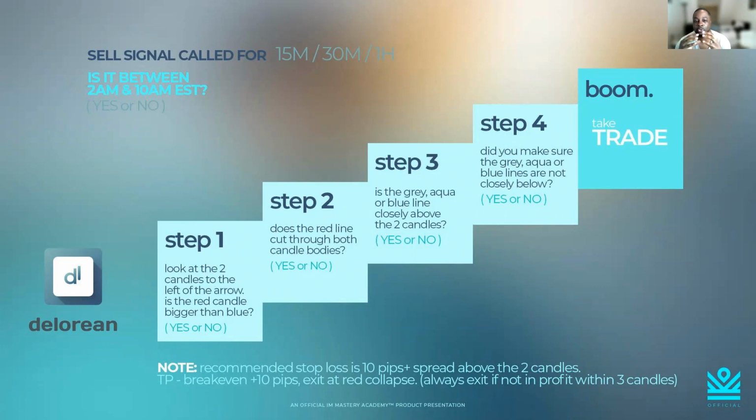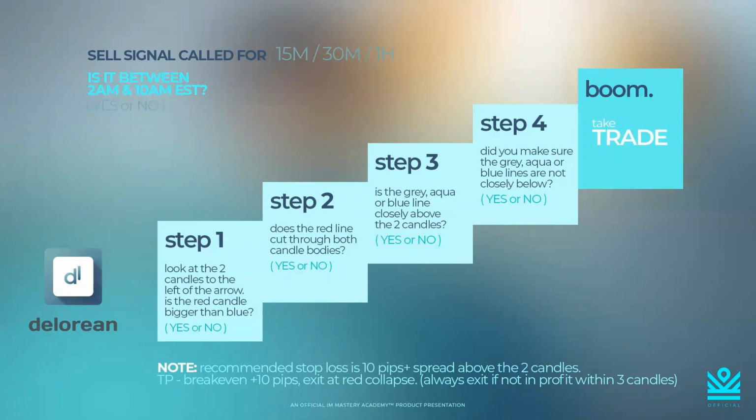Everything always pulls back to the aqua line, and that's what's powerful about this. It's great to do that. And then the last bit there: did you make sure that the gray, aqua or blue lines are not closely below? If they're closely below, it's not good, so you've got to make sure there's a distance there. With HFX and hyperdrive, it's going to be around two pips. You've got to keep that distance there. You don't want it too close.